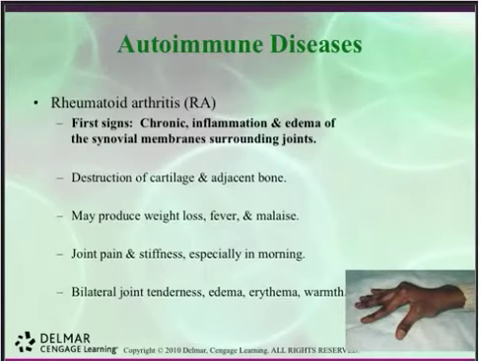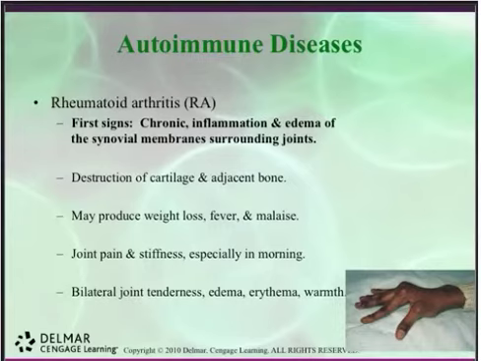Okay, rheumatoid arthritis is a different disease altogether. It's still an inflammation of the joint, but the cause is very different. It's an autoimmune disorder. Basically, antibodies are produced by the patient's lymphatic system that attack joint tissue and destroy it. The first signs are chronic inflammation and edema of the synovial membrane surrounding the joint. We see destruction of the cartilage and the adjacent bone.